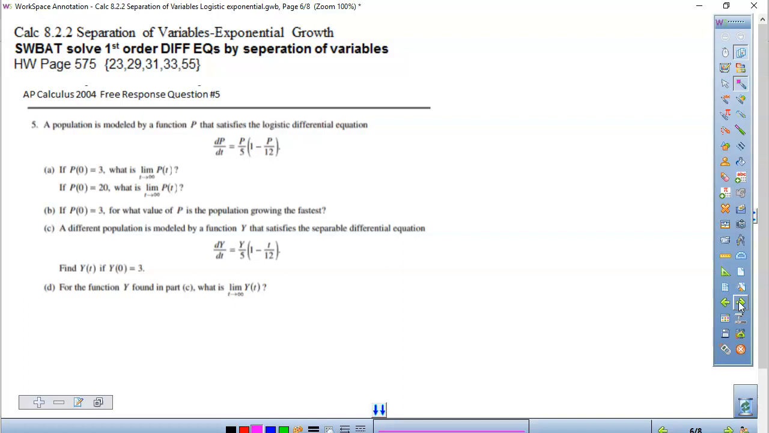Hey, Priyanka, immediately, what's the carrying capacity? 12. Right there, that's the carrying capacity. Where, not when, will the point of inflection occur? 6 along the y-axis. So the carrying capacity is 12.